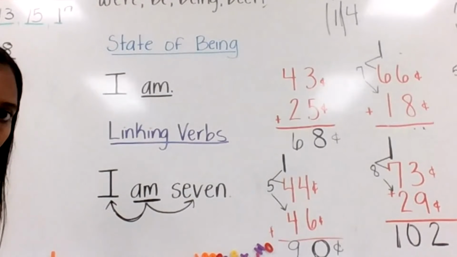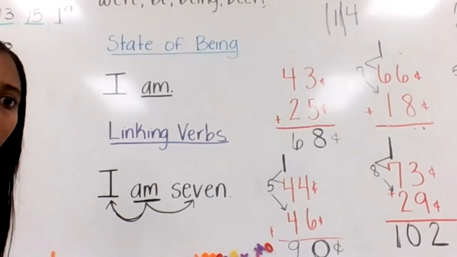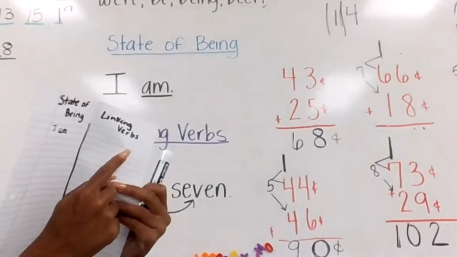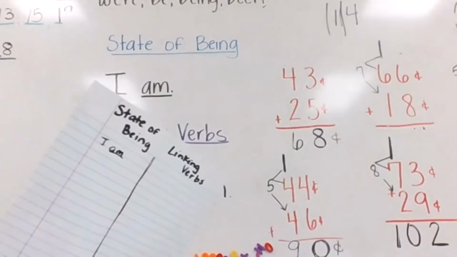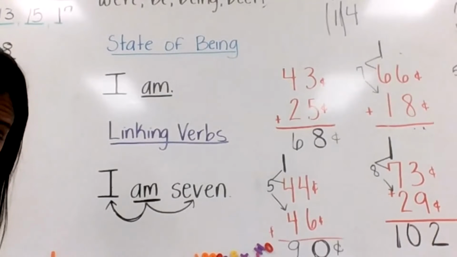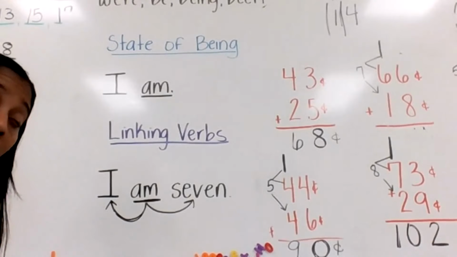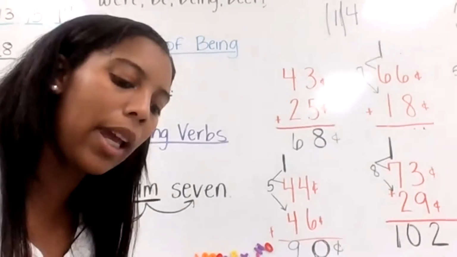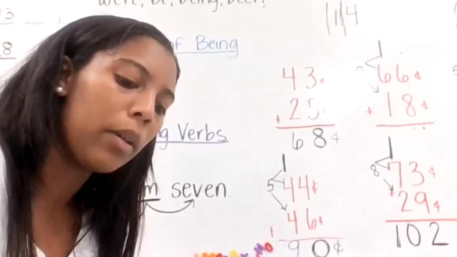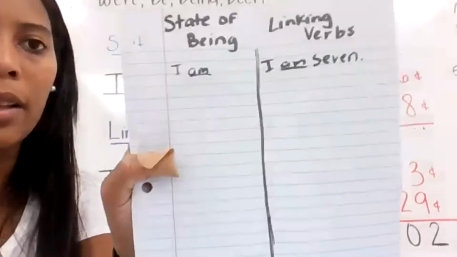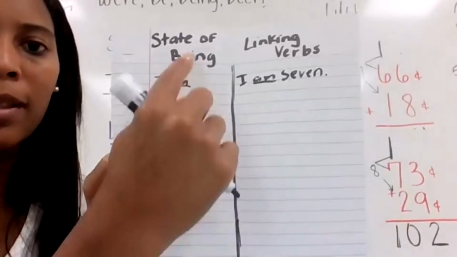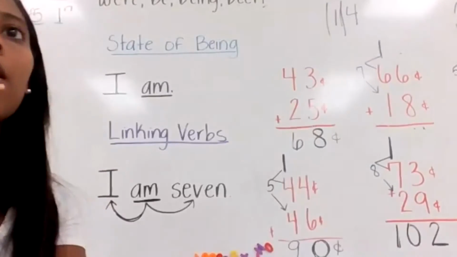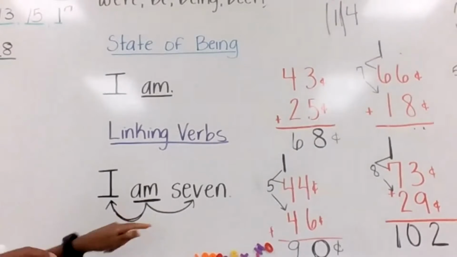On the linking verb side, I am 7. Put a period. State of being. Okay. So I am is state of being, but when I say I am 7, am turns into a linking verb. It's linking I and 7 together. See that? I am is state of being, but then when I say I am 7, am turns into linking. It's linking I. So please draw your arrows just like this as well.